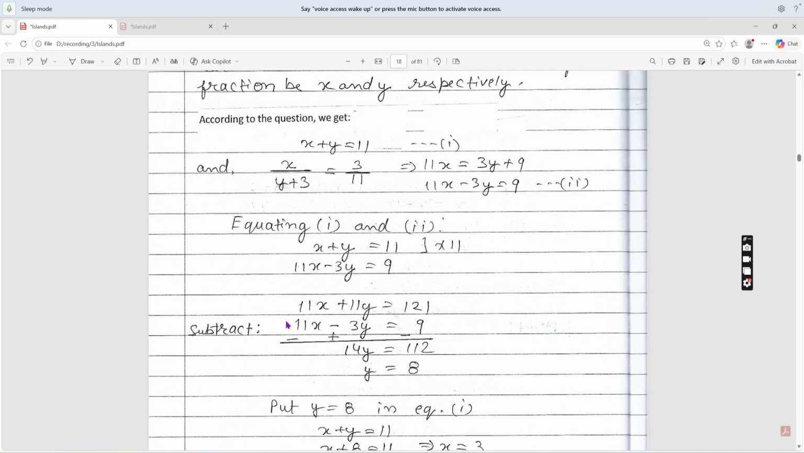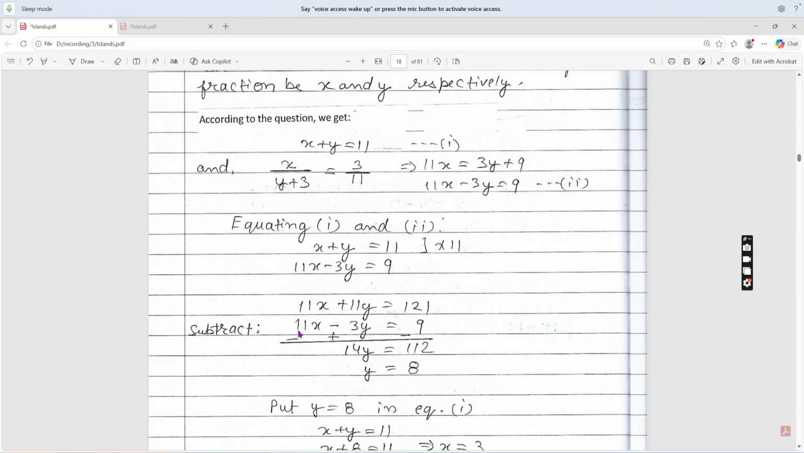Now the coefficients are the same, and their signs are also the same. So we are going to subtract, because we know that when the signs are the same, we have to subtract. So plus becomes minus, minus becomes plus, plus becomes minus. Because the word subtract is used here, we are subtracting this equation from this equation. So the coefficient signs would be inverted.